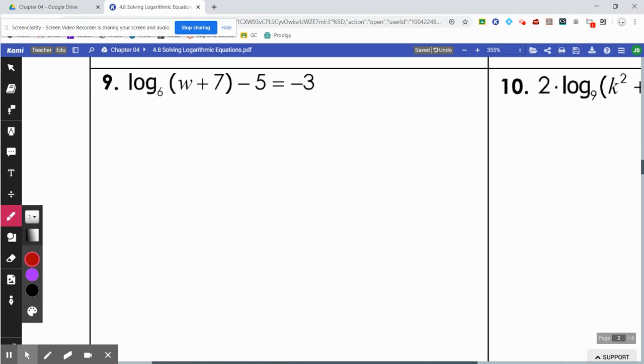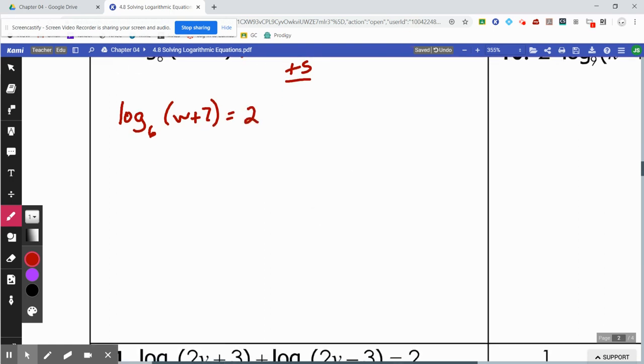Log base 6 of w plus 7 minus 5 is equal to negative 3. Now you do have to isolate that logarithm. So the first thing, that minus 5 that we're not taking the log of, let's move it over. Now you have log base 6 of w plus 7 is equal to 2.